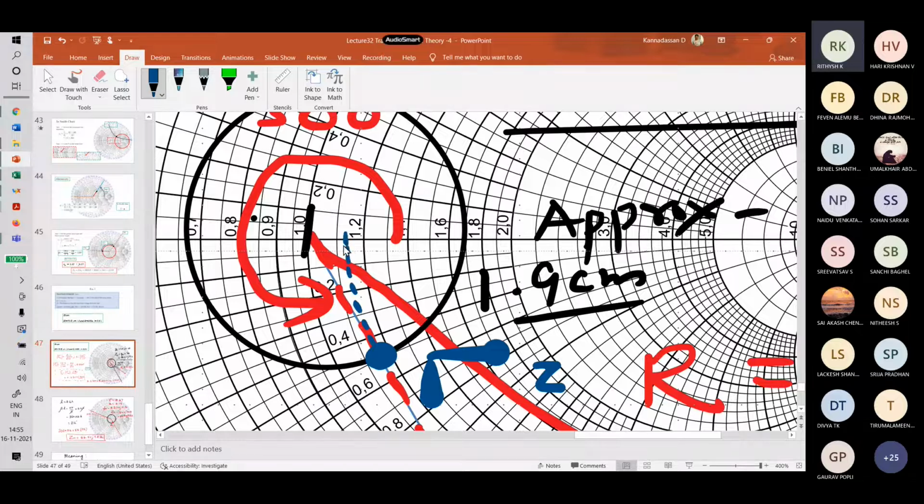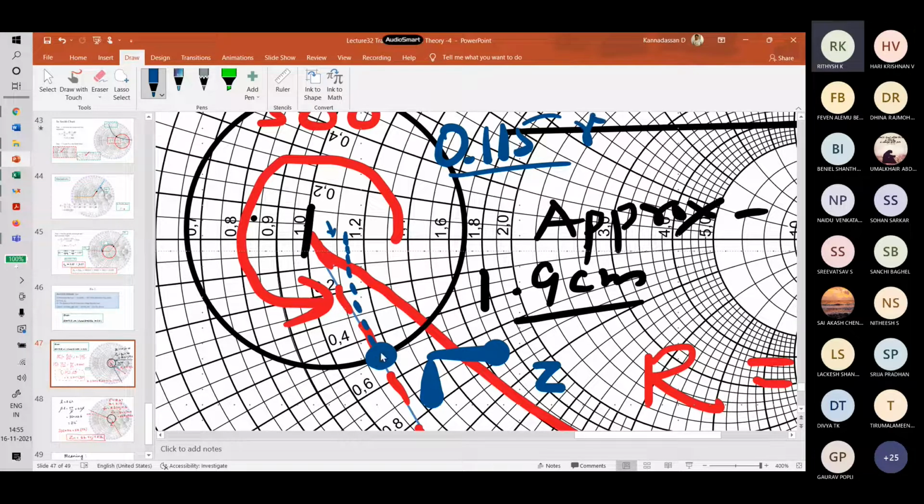You can notice that this is 1.2, and this is 1.1. So it is 1.1 something, let's say 1.15. So let me write, this is 1.15. This is the real point.